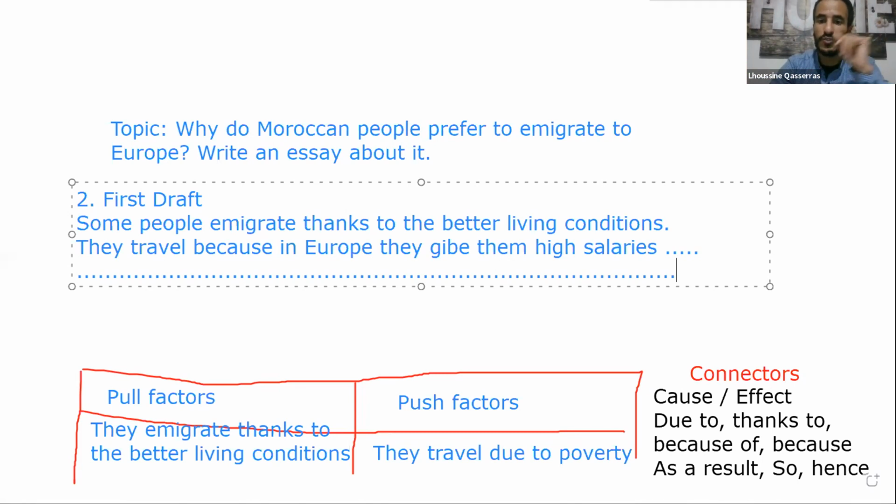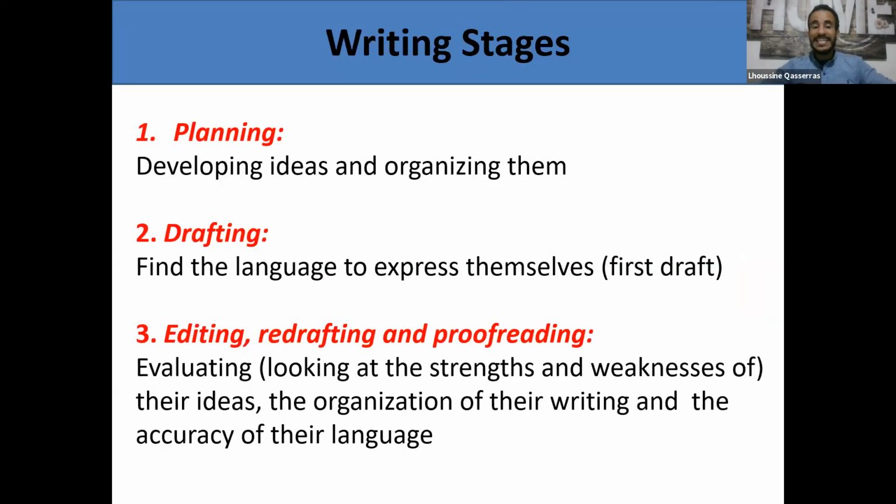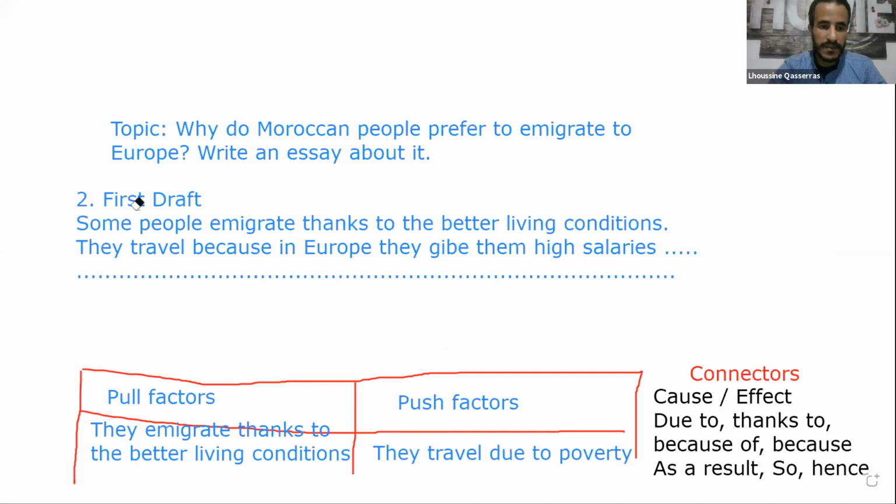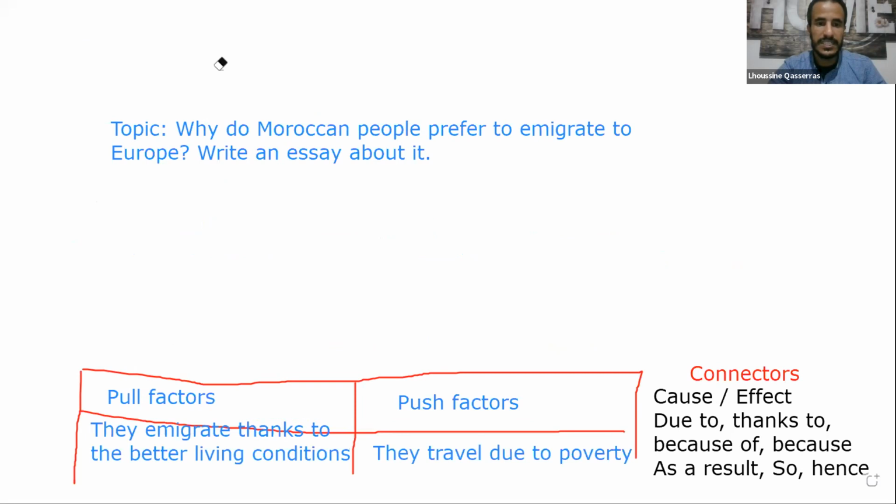Now they finish with stage number 2. Good. Now let's move on to stage number 3. Stage number 3 is editing. Here they have to edit, redraft and proofread. So let's go back to edit. What do we mean by editing? Look here. So stage number 3. Okay, do you see my whiteboard? Yes. Great. So stage number 3 is editing. I'm gonna write it here. So number 3 is editing.